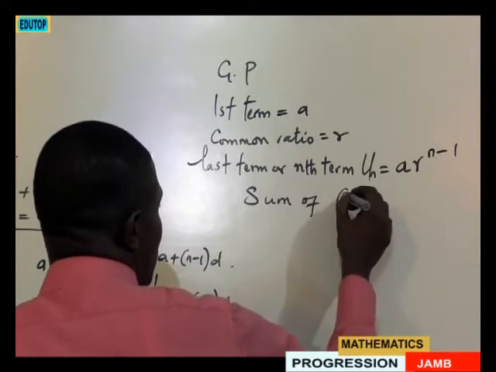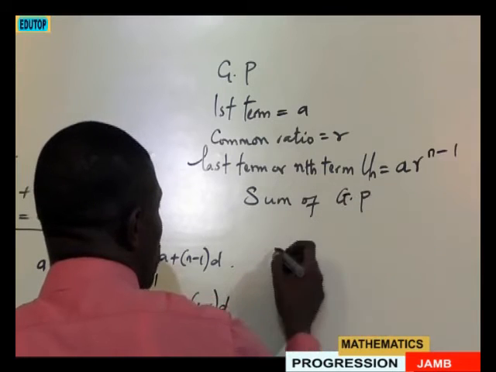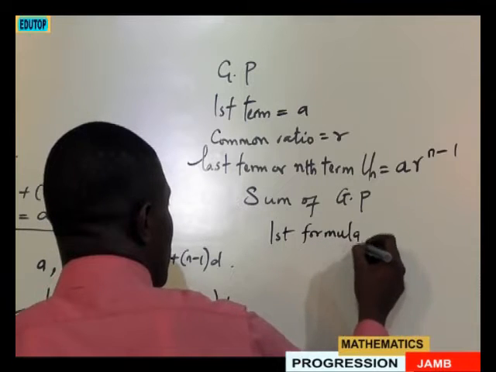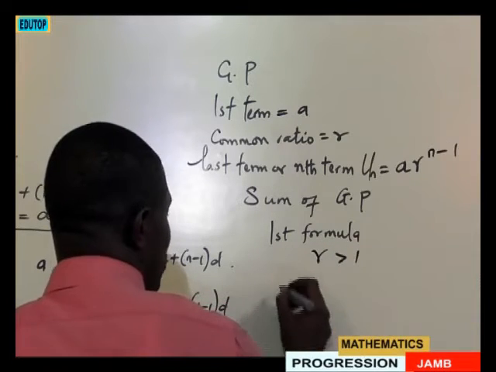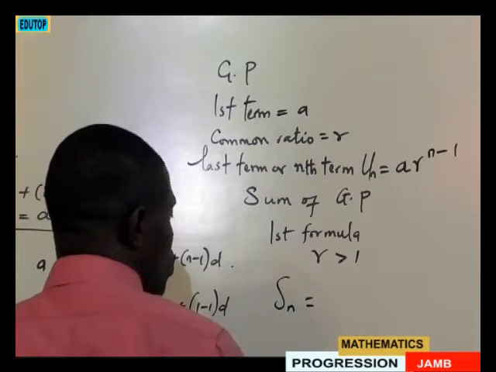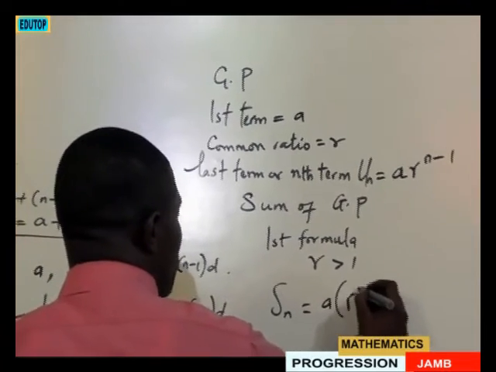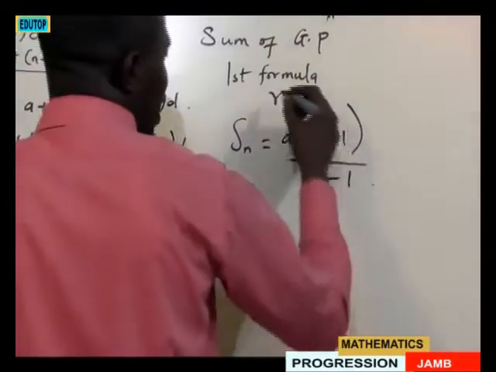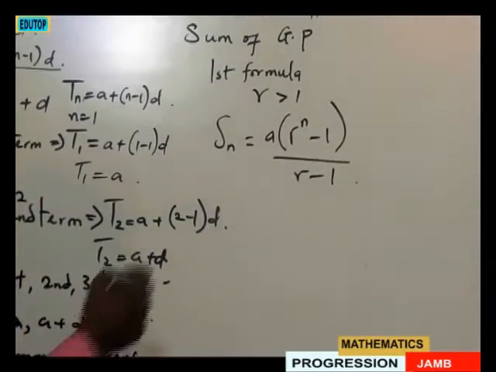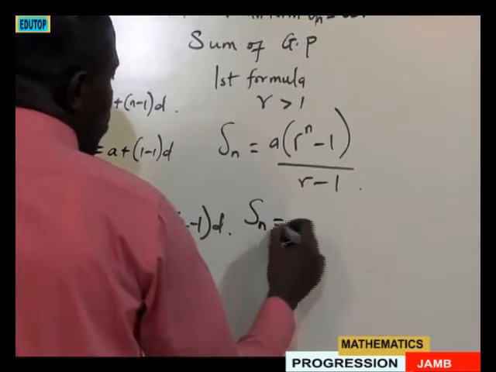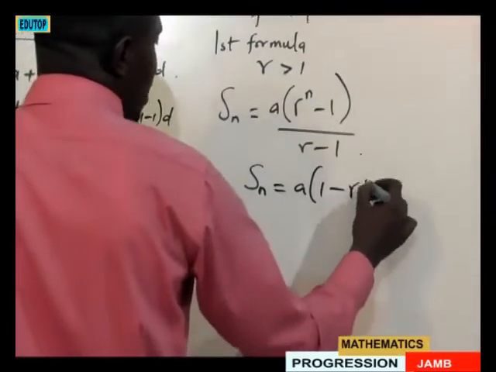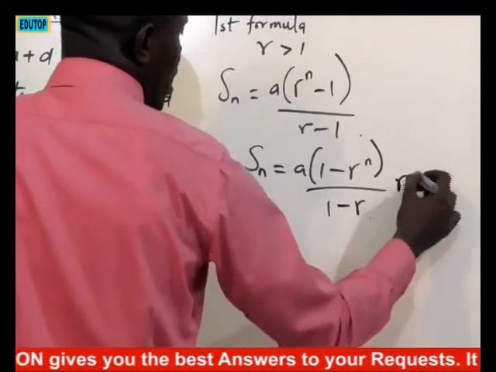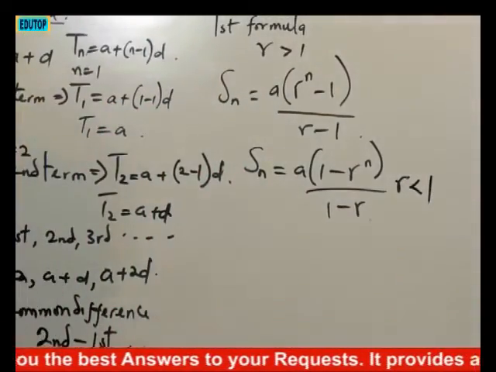There are two formulae for the sum. The first formula is given when R is greater than 1. In that situation, Sn will be equal to A into R raised to n minus 1, over R minus 1. So that is when R is greater than 1. The second formula says that Sn equals A into 1 minus R raised to n, over 1 minus R. This one is when R is less than 1.